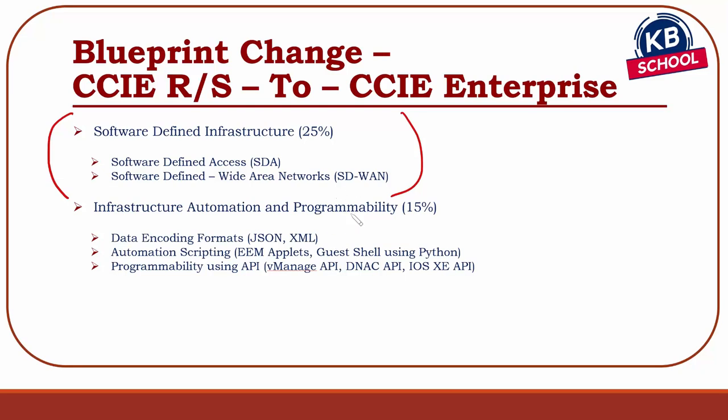All right? So a major change in the route switch. As I said, in 2020, it's no longer going to be route switch. It's going to be changing to CCIE Enterprise Infrastructure. I should have put that over here. This is the infrastructure that I'm defining, because there is a CCIE Enterprise Wireless as well.